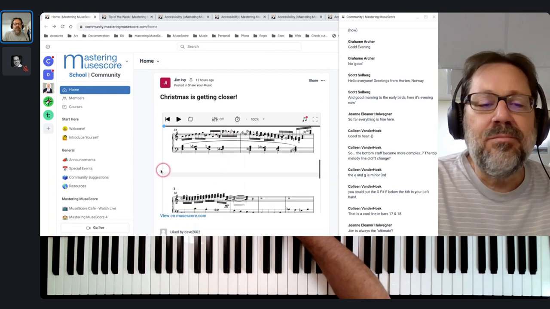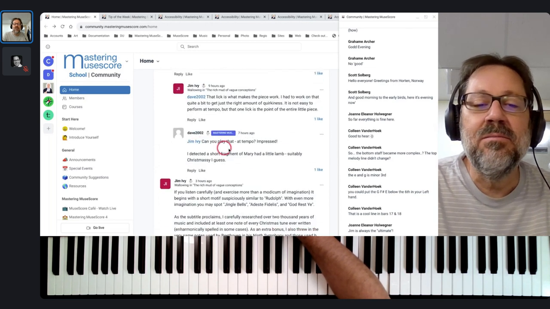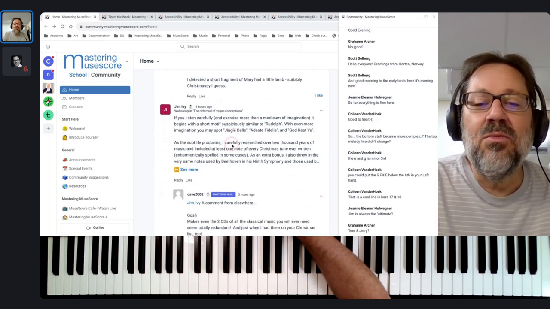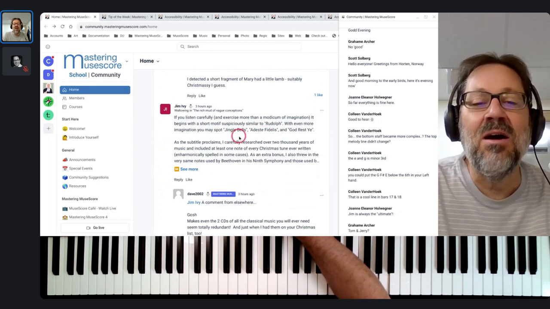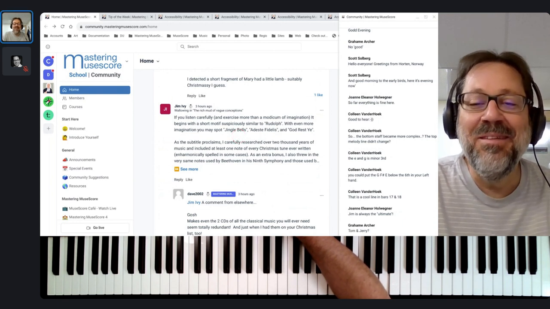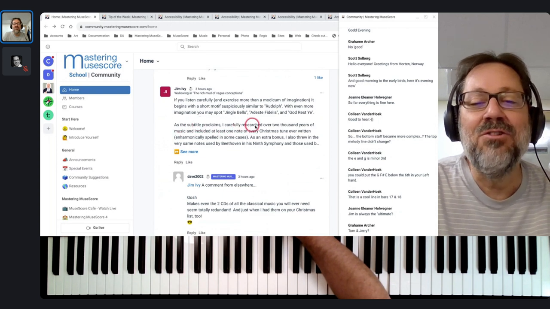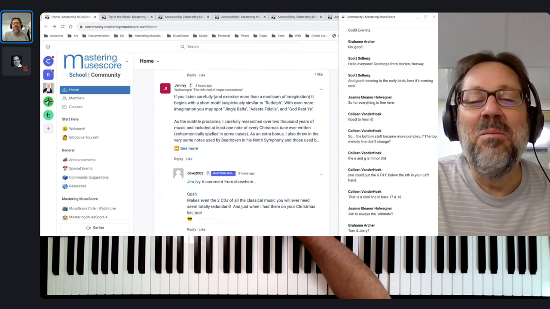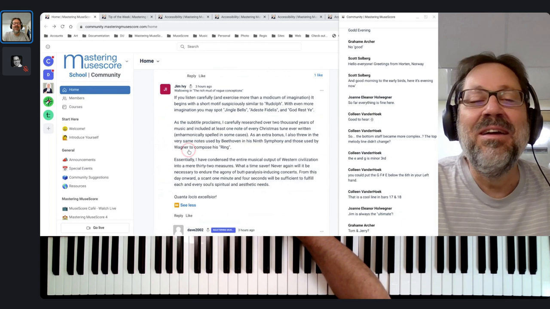So if we actually look at the comments here, talking about, I detected a short fragment of Mary Had a Little Lamb. So it begins with a motif similar to Rudolph, with more imagination you find Jingle Bells, etc. So yeah, Jim is admitting that you basically need to use imagination. And I imagine somewhat tongue in cheek here, but maybe Jim, if you're here, you can let me know. As the subtitle proclaims, I carefully researched over 2,000 years of music and included at least one note of every Christmas tune ever written. Some of the very same notes used by Beethoven is like this. And Wagner.